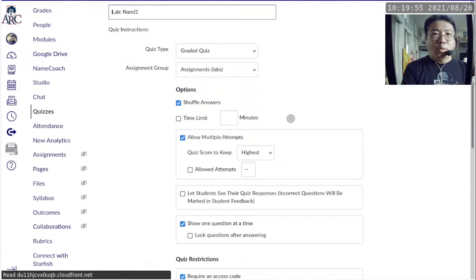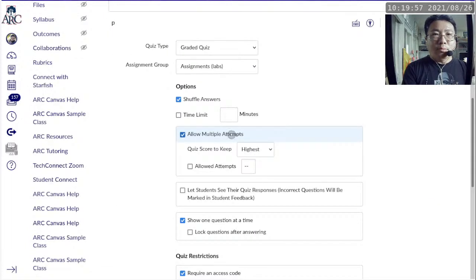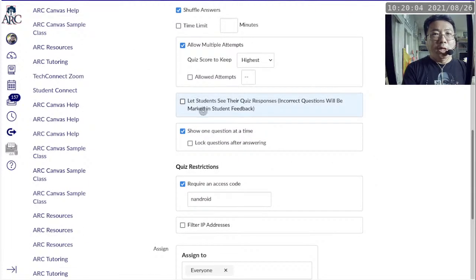Several things are important. I do allow multiple attempts, and it keeps the highest score. But this time I turned off the feature that lets students see their quiz responses. Incorrect questions will be marked in student feedback. That means it will make it harder for people to use the trial and error approach to try to figure out the answer without understanding the material. It doesn't make it impossible. It's just a little bit harder.